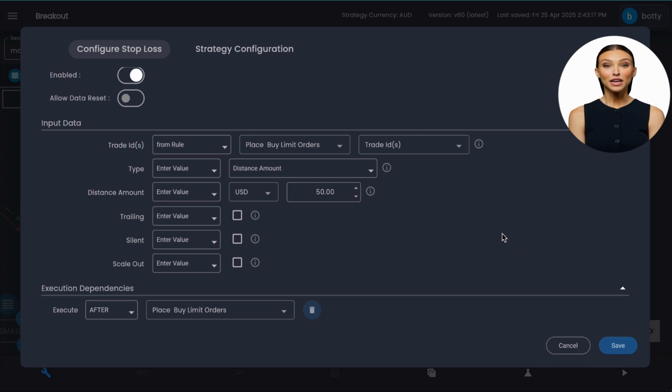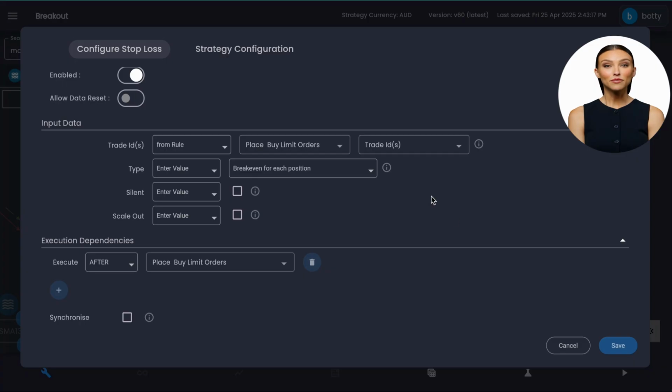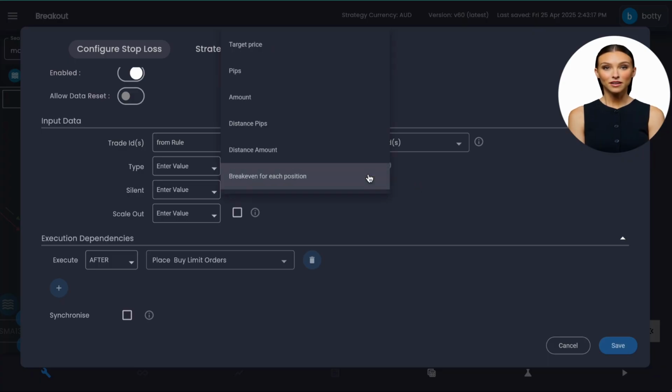Lastly, there is the break-even for each position option. This sets the stop-loss to the entry price of the trade. It's an effective way to eliminate downside risk while still allowing winning trades to run. If a position is profitable, it stays open with zero risk. If a trade is losing when the break-even stop-loss is set, the trade will close immediately.